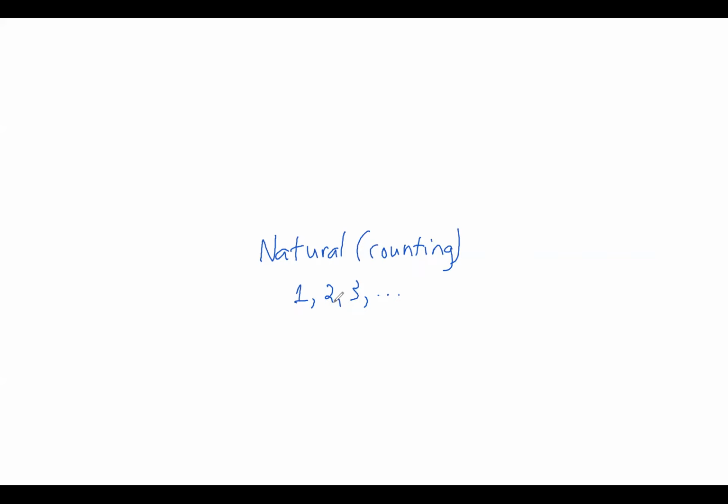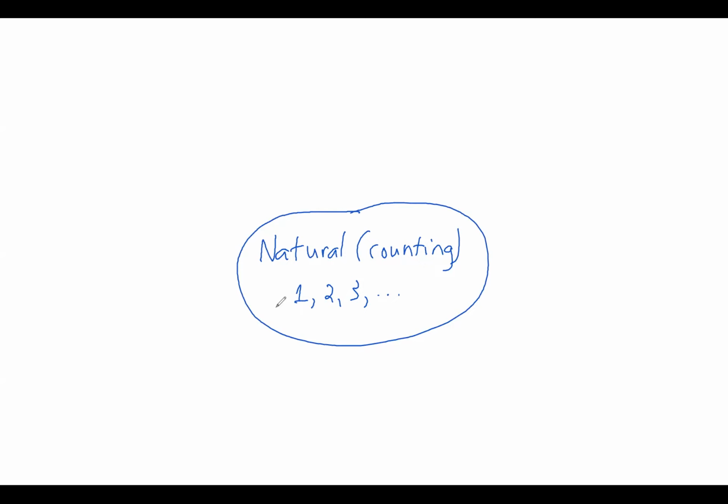Notice what's not in this list. There's no 0, no negatives, no fractions, no decimals, just plain old counting numbers. So just think about what you first learned when you were very, very small. This is the most basic set of numbers. And then we're going to grow the sets beyond this now.